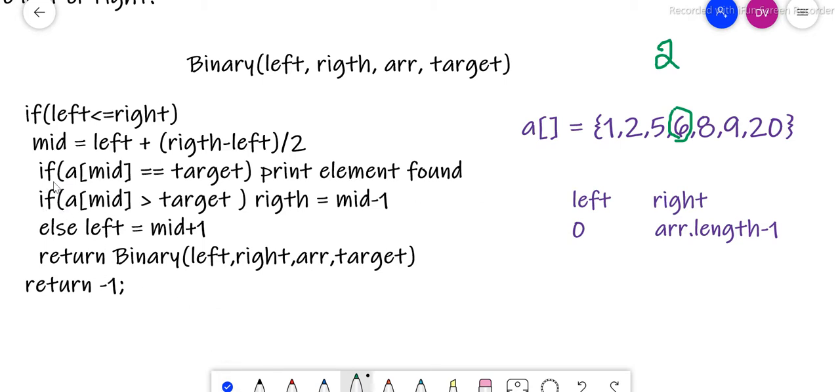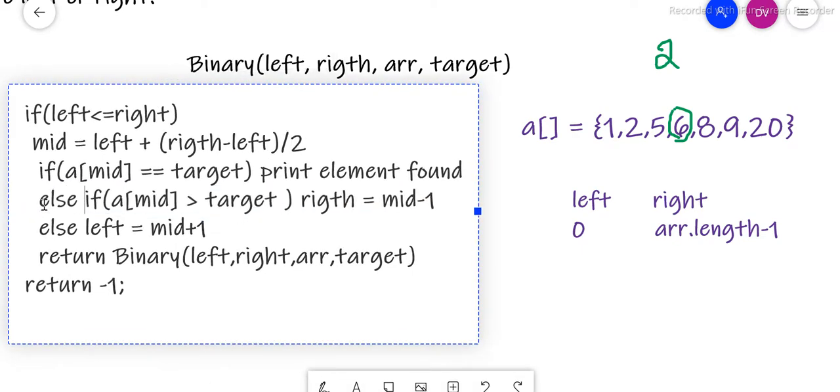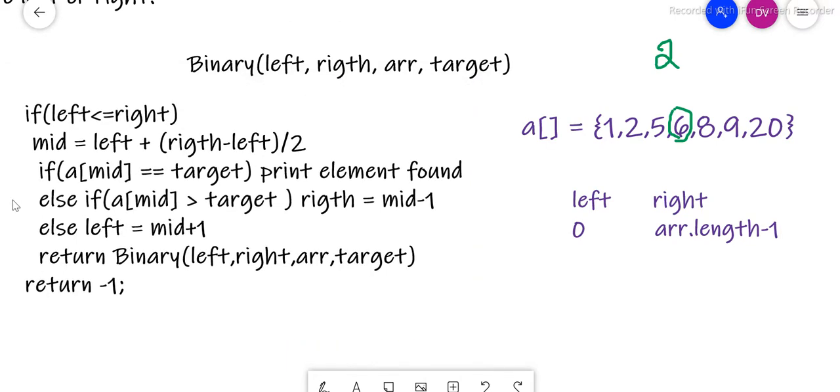And one more thing I want to tell you, else. Otherwise, this condition will be checked every time. Okay, and else if A mid is greater than target, yes. So right will become this one. The left index will become 1, and it is already 1 only. So this is left and this is right now.